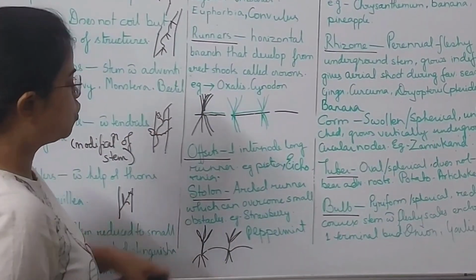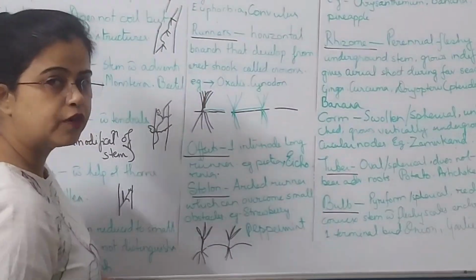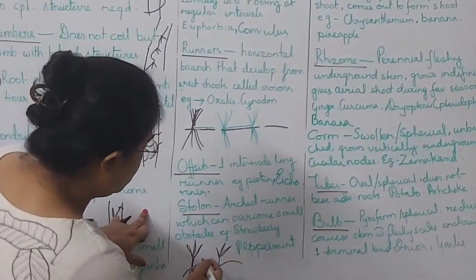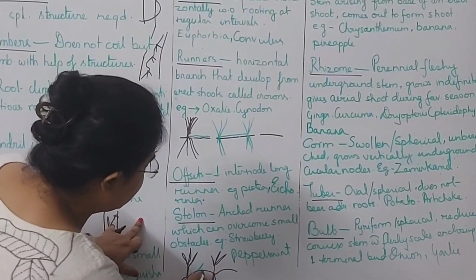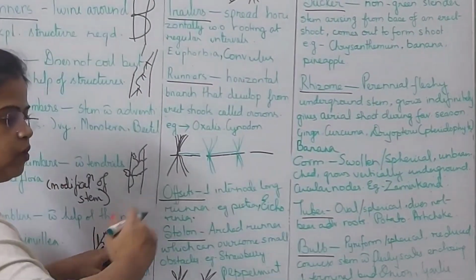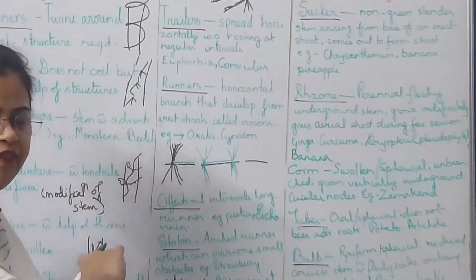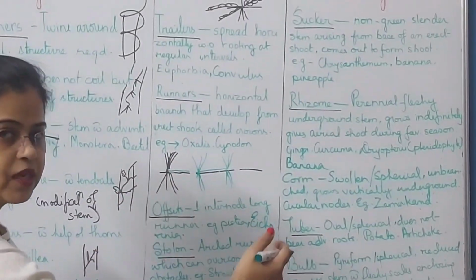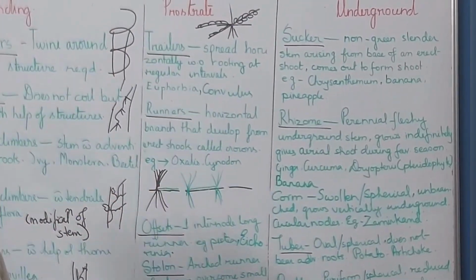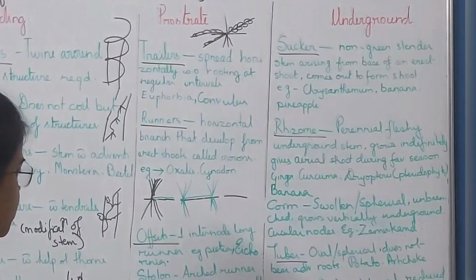Clear? Stolon. Stolon is also a modification of runner. The difference is they are arched. और यहाँ पे they may bear a scale leaf or a bud. ये arch है तो क्या होता है? Any obstacles that they face, they can arch over that obstacle and continue to grow. Clear? So these are the different types of prostrate stems that we get to see.